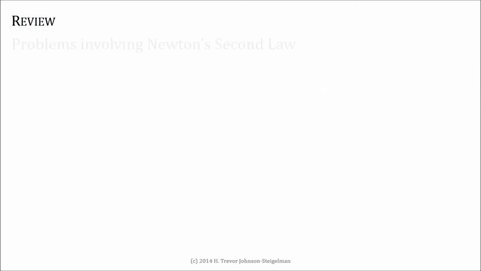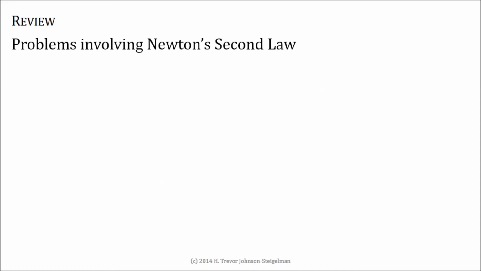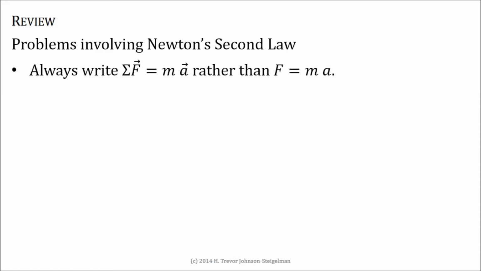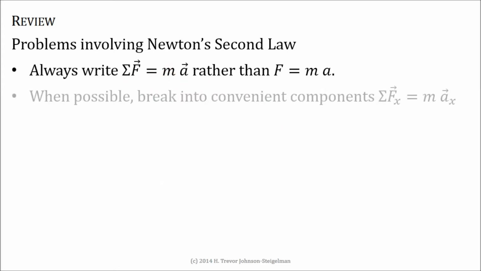Okay, now for a quick review. If you're doing a problem involving Newton's second law, always write the vector equation rather than F is equal to ma, so that you don't make the mistake of just mathematically adding force 1 and force 2, which can really be a problem if they point in different directions. So just be careful of that. Always write F equals ma with the vector sign in there.